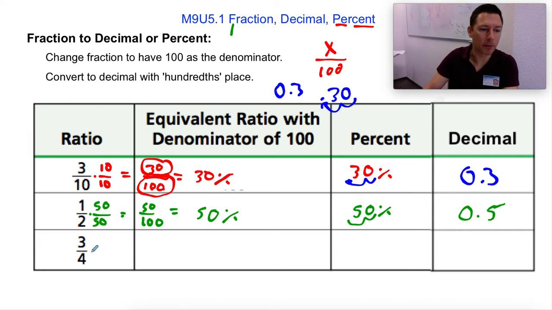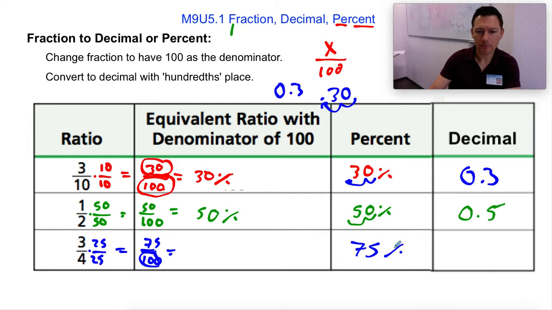But maybe you can apply it to some harder pieces. This one, same thing. Multiply the denominator by 25 to get 100, and so you'd multiply the numerator by 25 also. So this would give you 75 over 100, and that's where 75% comes from. So that's 75%, and then move the decimal point. Boom, boom, is 0.75 as a decimal.